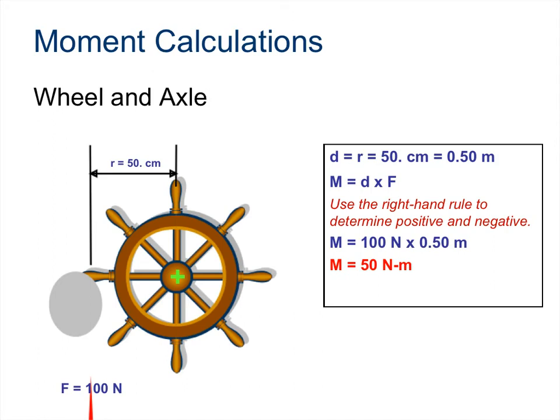Now in this example, you can see that we have a wheel and axle system. The wheel has a radius of 50 centimeters, and we're applying a downward force of 100 newtons. Since the force is perpendicular to this distance, I can convert 50 centimeters to meters, and that's 0.5 meters, times it by its perpendicular force of 100 newtons, and we get 50 newton meters.